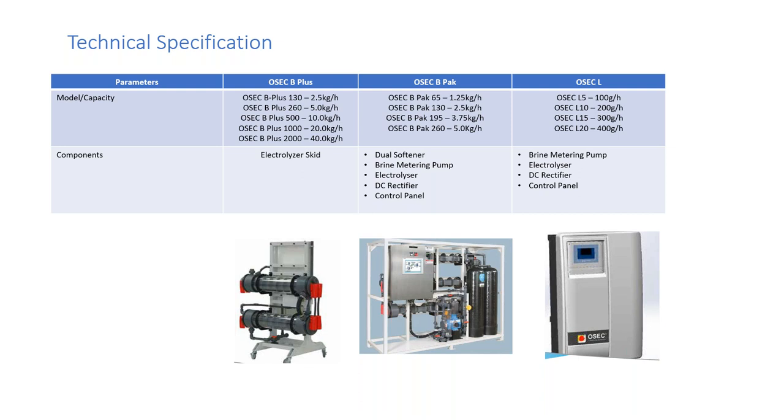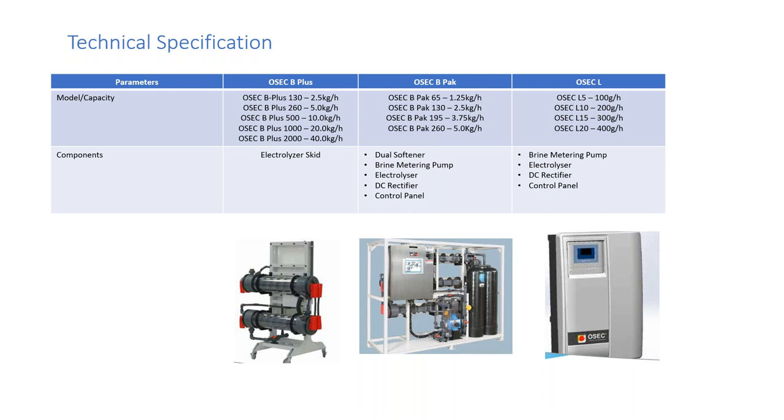As for the OSEC B-Park, it is suitable for integrators with less experience, where it comes with the softener, brine pump, transformer rectifier, electrolyzer, and control panel. The integrator can choose to source the salt saturated tank, product storage tank, blowers, and metering pump by themselves, or we can supply them as well if required. The smallest unit the OSEC B-Park can deliver is 1.25 kg per hour, and the largest is 5 kg per hour.